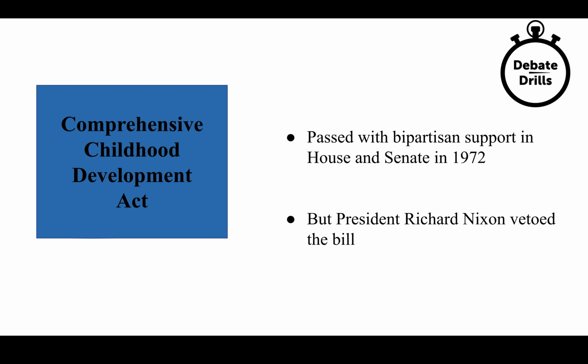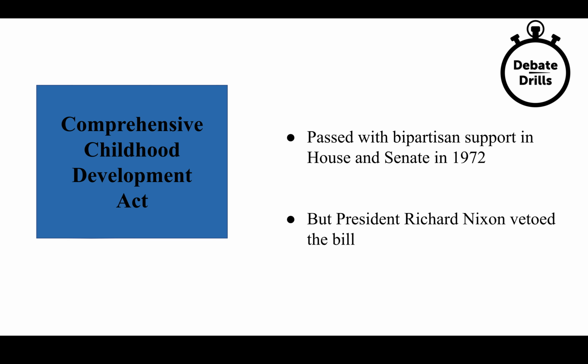However, President Richard Nixon actually vetoed that bill. So even though it had bipartisan support, even though it passed both the House and the Senate, the president refused to sign the bill into law, and it didn't go anywhere. Now, why did President Richard Nixon veto the Comprehensive Childhood Development Act?